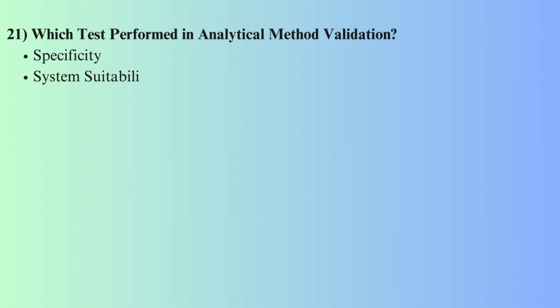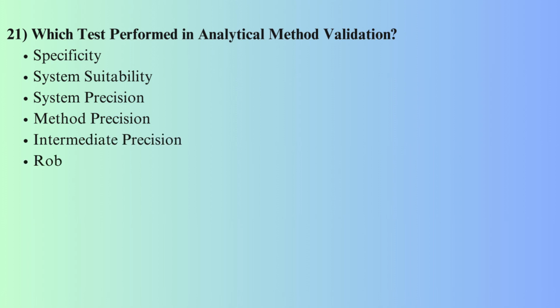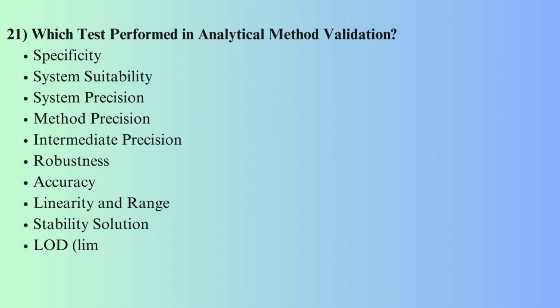Specificity, system suitability, system precision, method precision, intermediate precision, robustness, accuracy, linearity and range, solution stability, limit of detection, limit of quantitation. What is infrared spectroscopy?